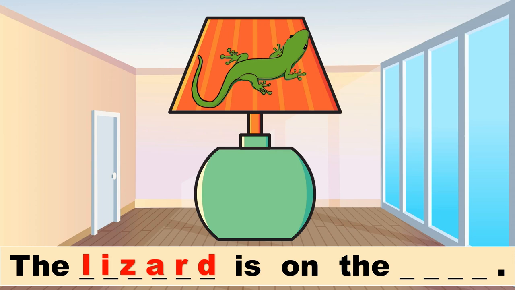It's on the blank. As you can see, it has four missing letters. What word could it be? Yes, lamb. Now let's read the sentence all together. The lizard is on the lamb. Good job.